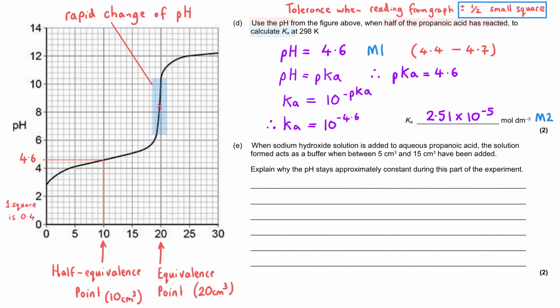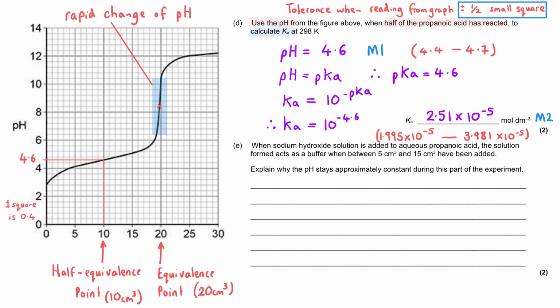You'd get error carried forward for your pH value if you read the half equivalence point pH slightly inaccurately. Additionally, because there was a range of acceptable pH values from 4.4 to 4.7, there will be a range of acceptable Ka values between 1.995 times 10 to the minus 5 and 3.981 times 10 to the minus 5.